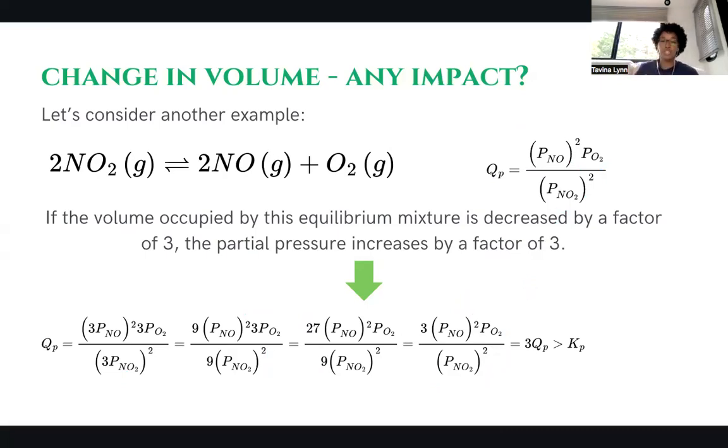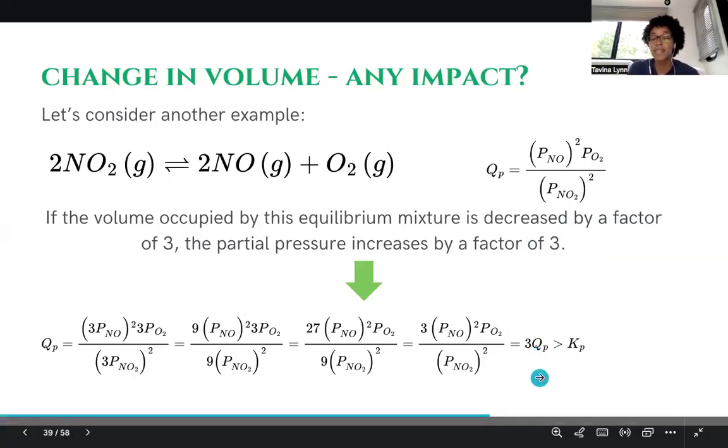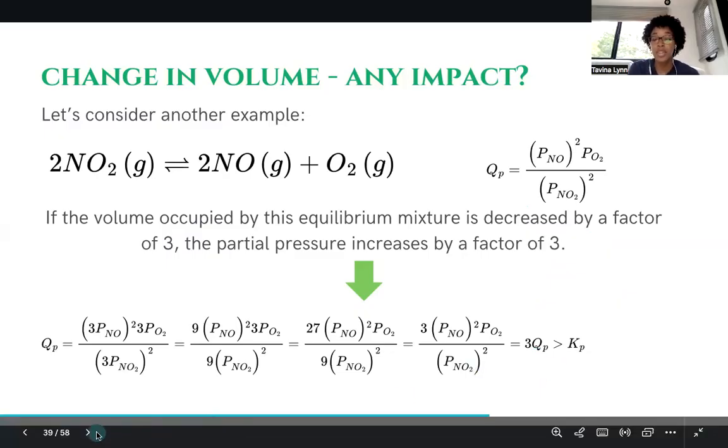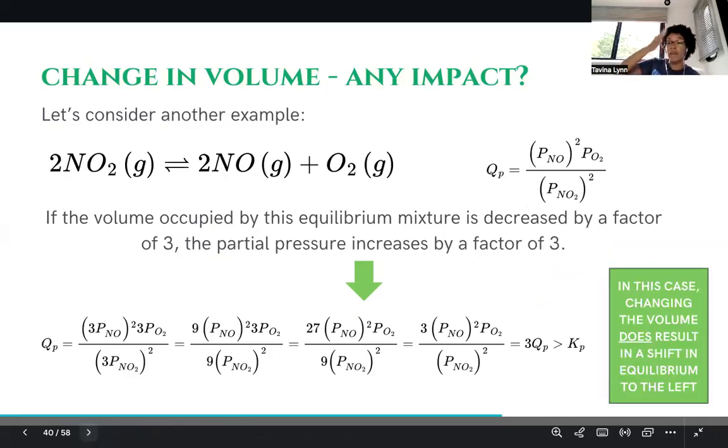Increasing the partial pressure by a factor of 3 results in increasing Q sub P by that same factor of 3. So because we increase Q sub P, it's greater than K at equilibrium. So in this case, when we have Q greater than K, our equilibrium will shift to the left. It will shift to the left. So in this case, changing the volume does result in a shift in equilibrium to the left.